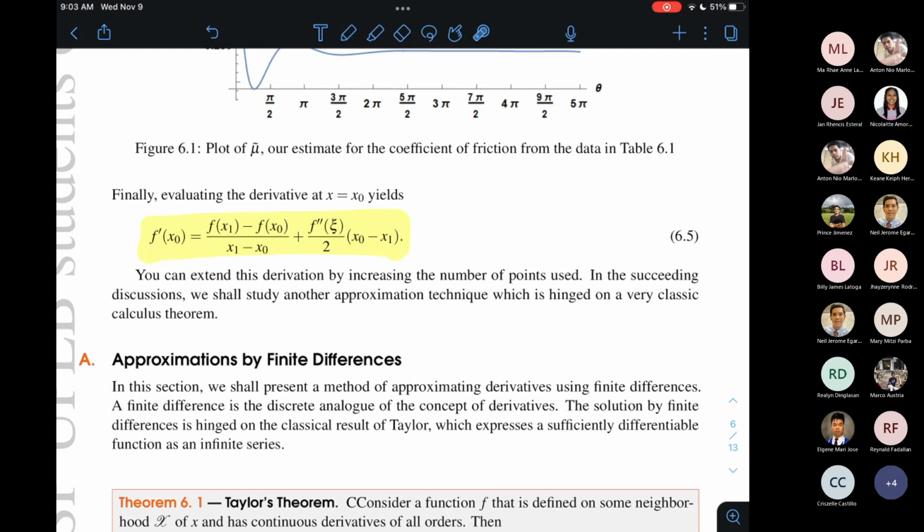Look at the numerical differentiation formula. Here we're saying that f prime of x sub 0 is approximately equal to f of x1 minus f of x sub 0 all over x1 minus x sub 0. Ano nga tong quantity na to, if you remember? This should ring a bell. Ano nga to? Anong tawag dito sa quantity na to?